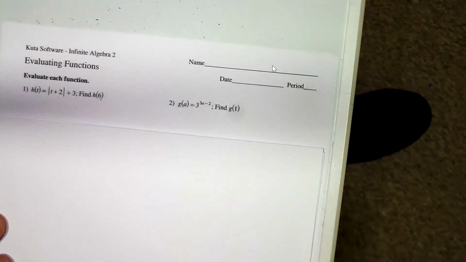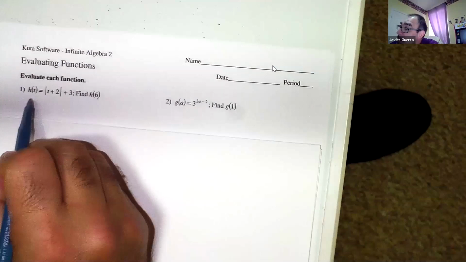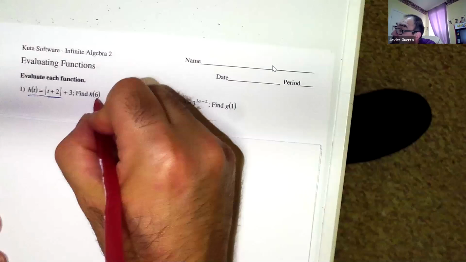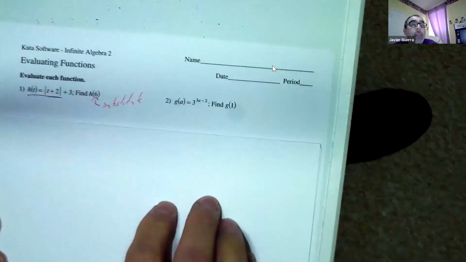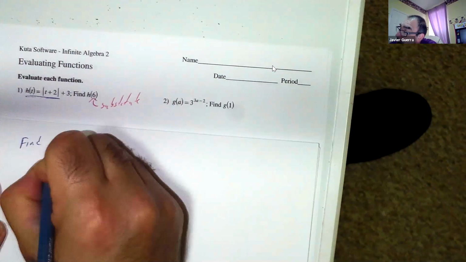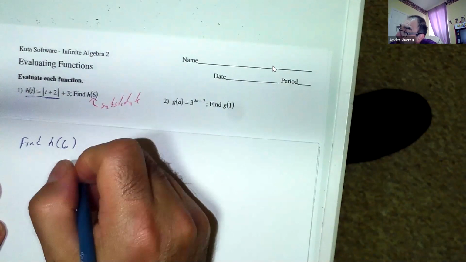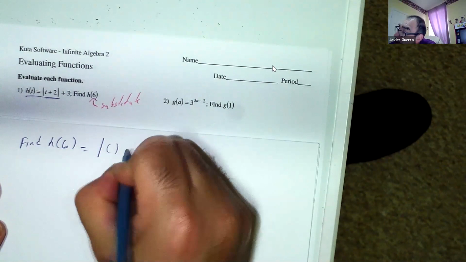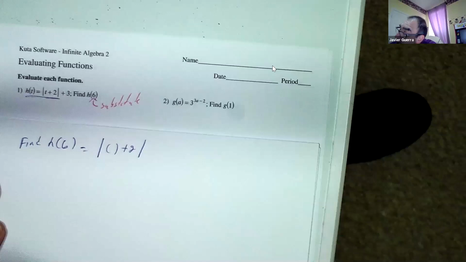So let's look at evaluating functions. They will supply you with the formula, right? And they will also tell you the number that you're going to substitute. So for this particular one, they say find H evaluated at 6. So what you do is you substitute for the variable, you're going to substitute the 6 in. You don't have to do anything on the left side, but you do have to do something on the right side.